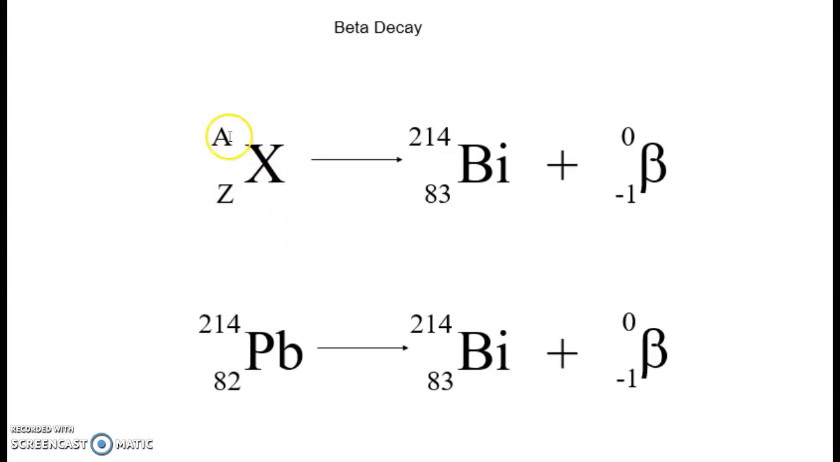If you have an unknown element that decays into a bismuth and a beta particle, it's easy to determine what the unknown element is because you just rewrite the mass number as the same, and then you subtract your beta, and that will decrease your atomic number by 1, letting you know that it's lead.